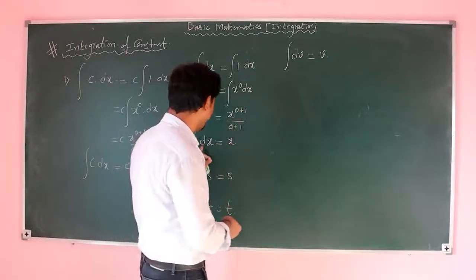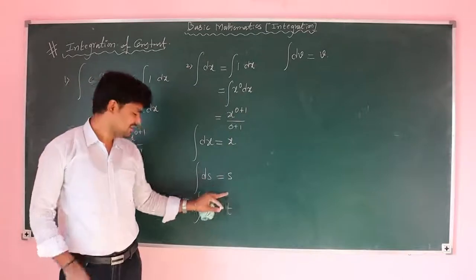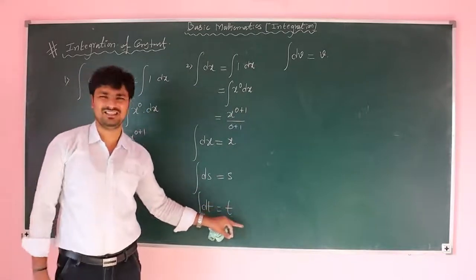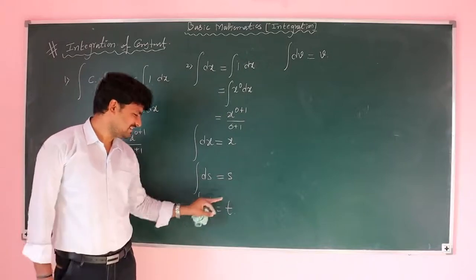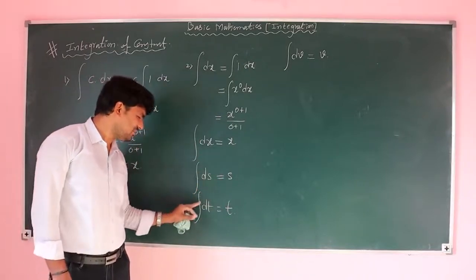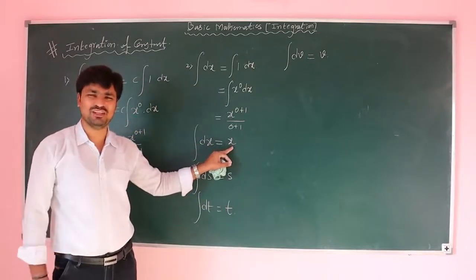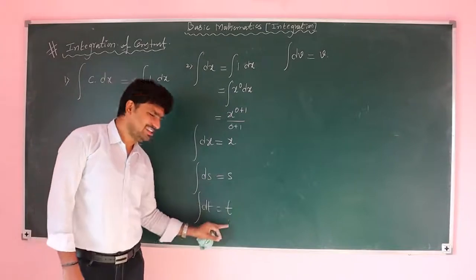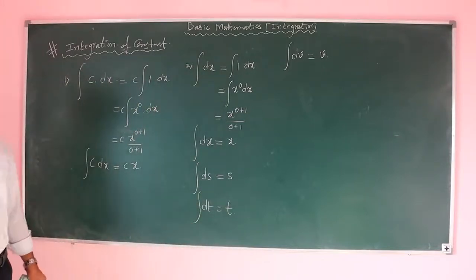So integral dx is x, integral ds is s, integral dt is t. Where nothing is there, you have to imagine 1. 1 we can write as something power 0, and that's how we take it. So that is simply the integration of a constant.